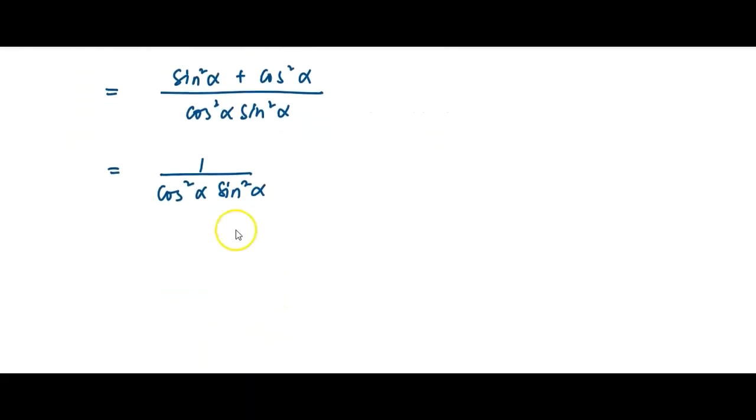Now you can see that 1 over cos square alpha can be written as secant square alpha, and 1 over sine square alpha can be written as cosecant square alpha. Then this is equal to your right hand side. Again, this is proven.